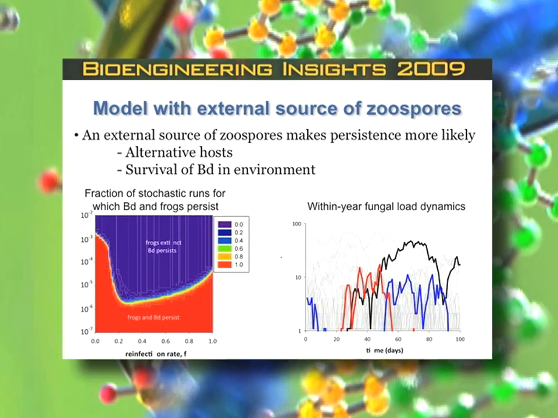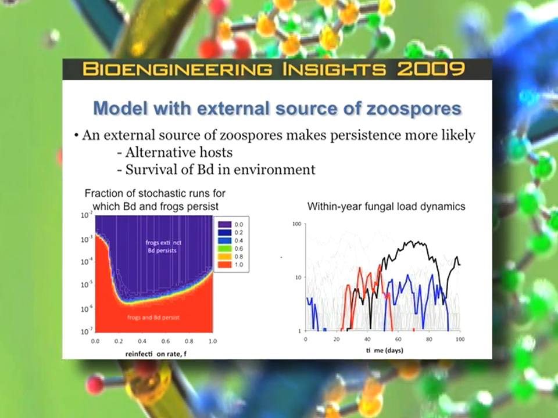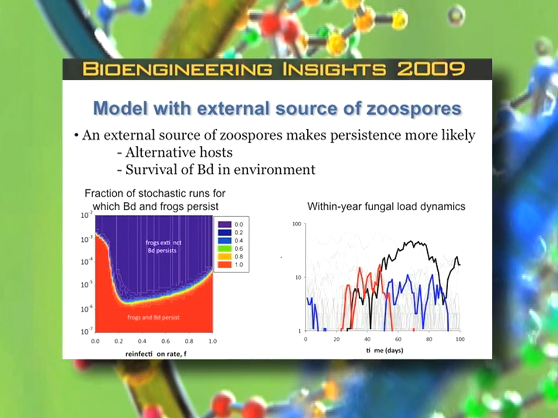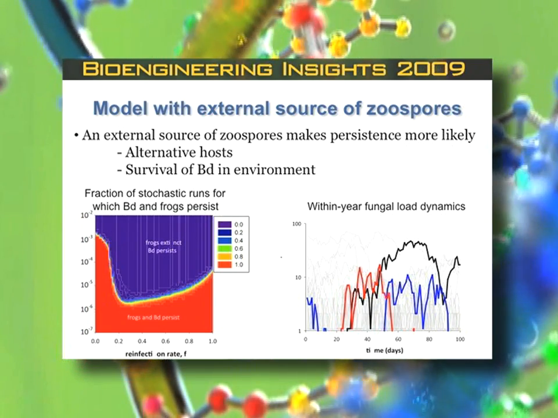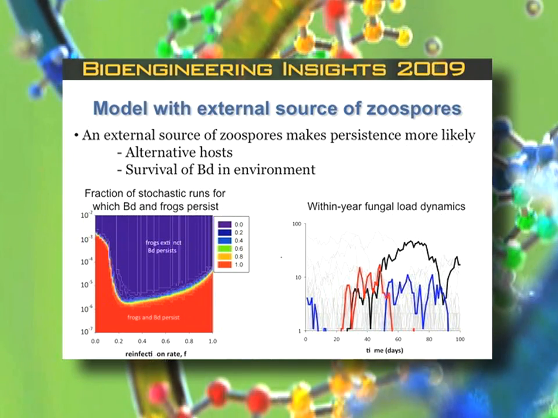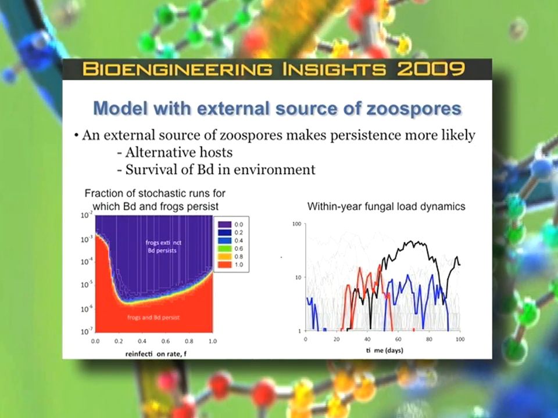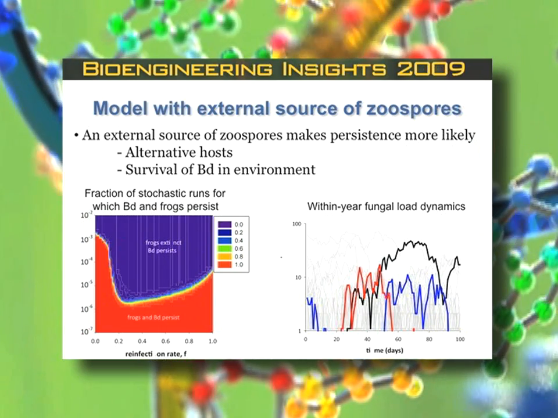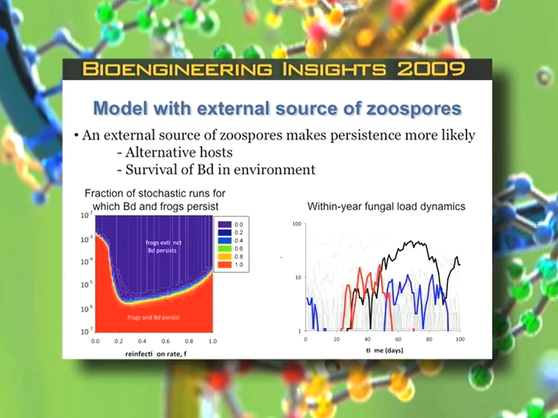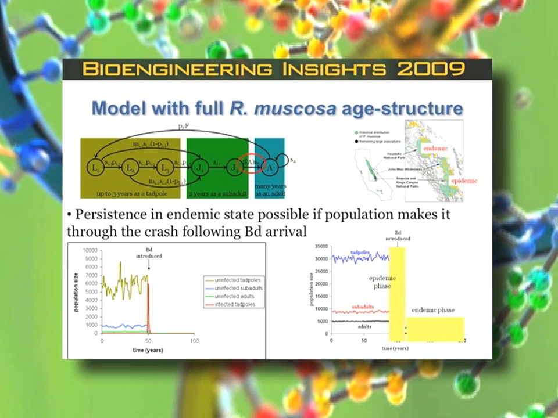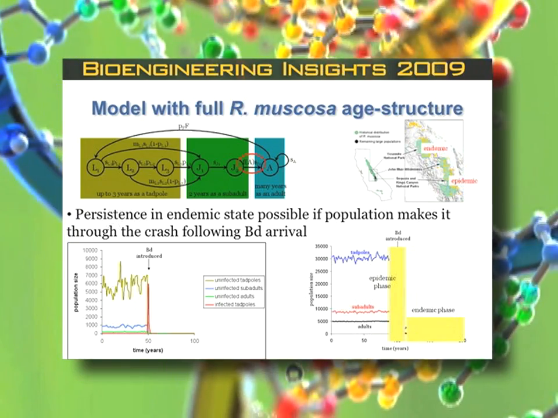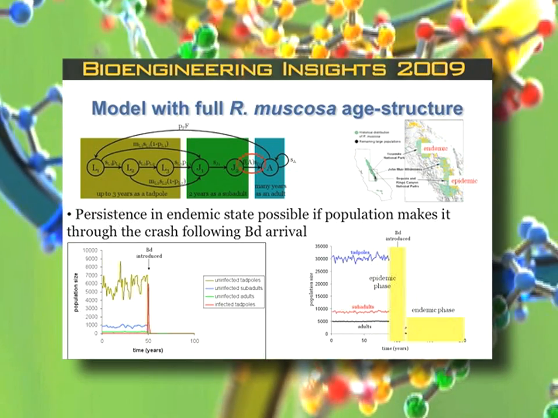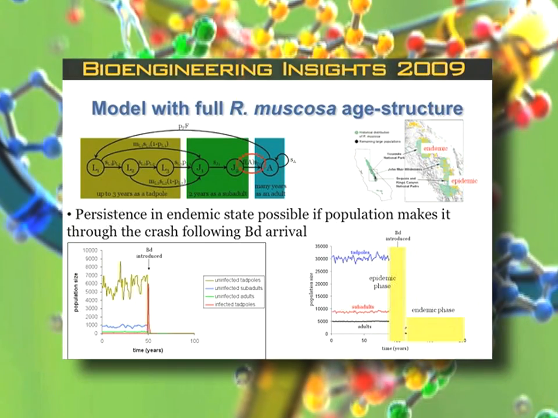Also, having a tadpole stage, like the Rana muscosa tadpole stage, where tadpoles can get infected and spread it to other individuals, helps with persistence of the pathogen, because the tadpoles are acting as a within-host reservoir. We've also done various versions of the models with the full Rana muscosa age structure. That includes having the long-lived tadpoles, the subadult stages, and so on.